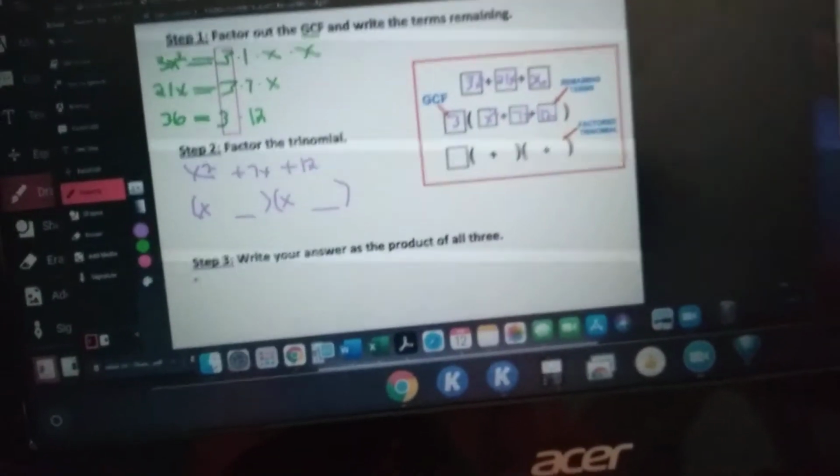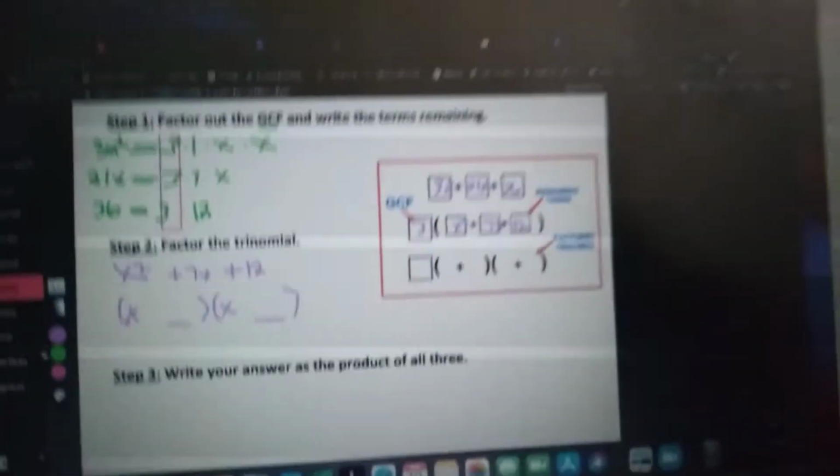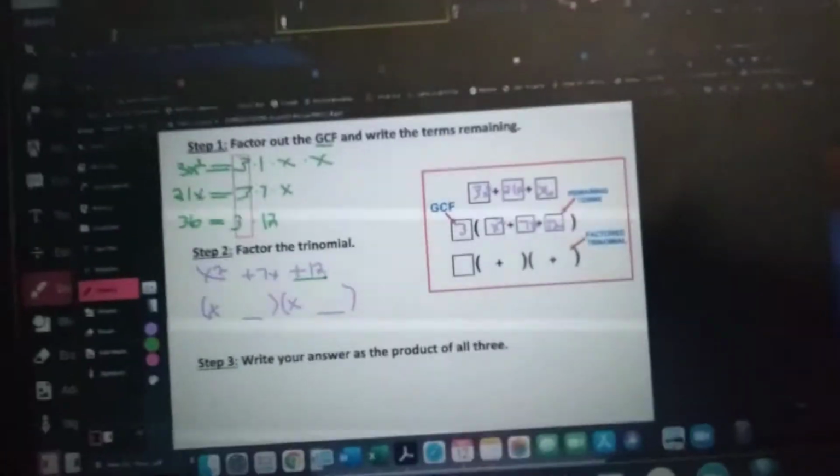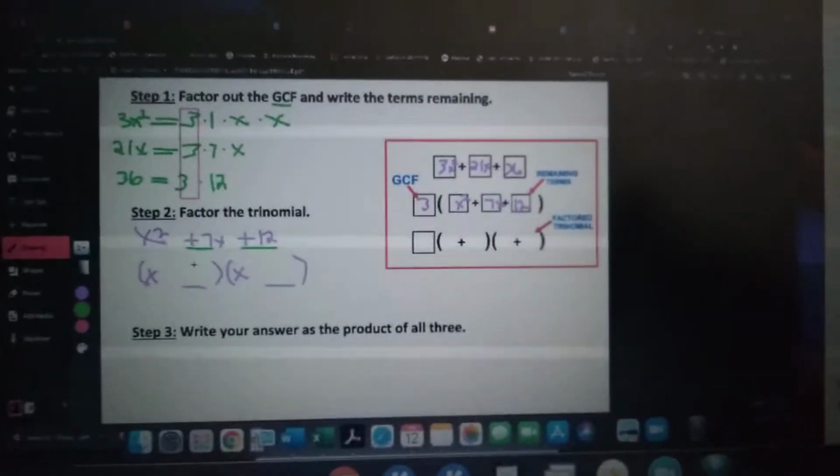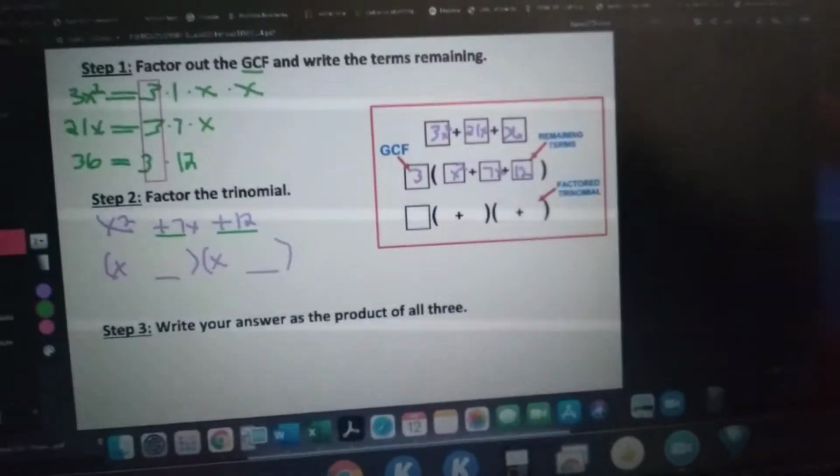Anyone remember the phrase? No? All right. Are we all listening? What are the factors of C that add to give me B? Everybody understand? Good. Connor, unmute.